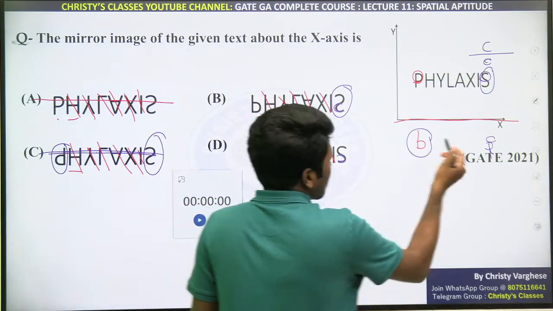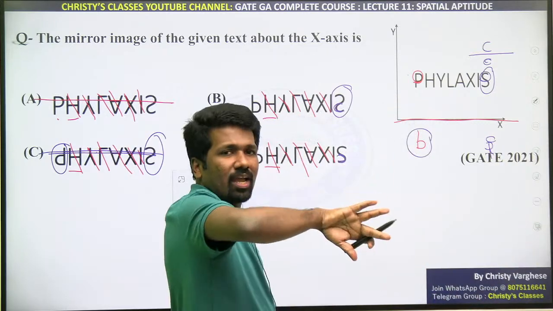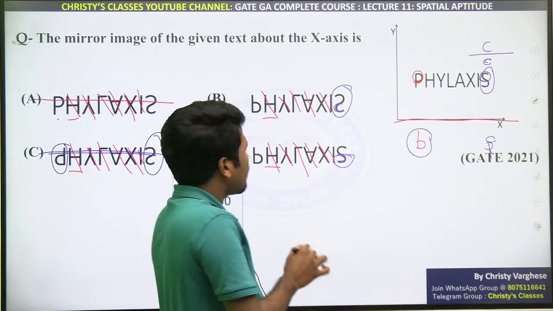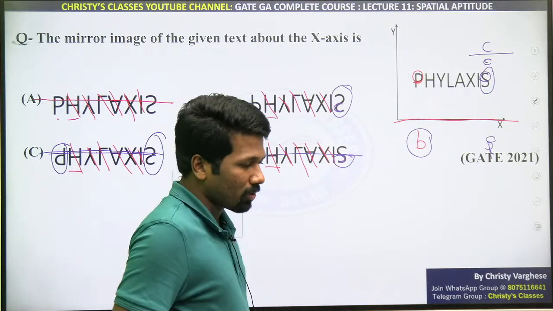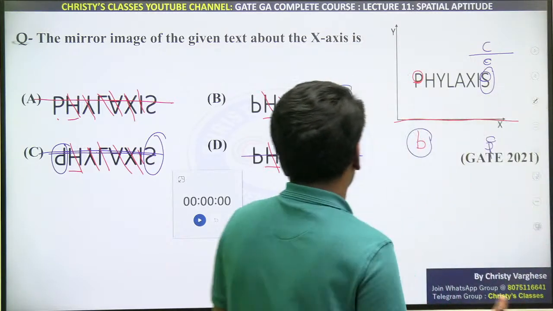But option C, the C is going to the bottom and then again flipping horizontally. Horizontal flip is not acceptable, right? That is enough to say option D is also wrong. How many of you understood this? This is how to tackle this question.